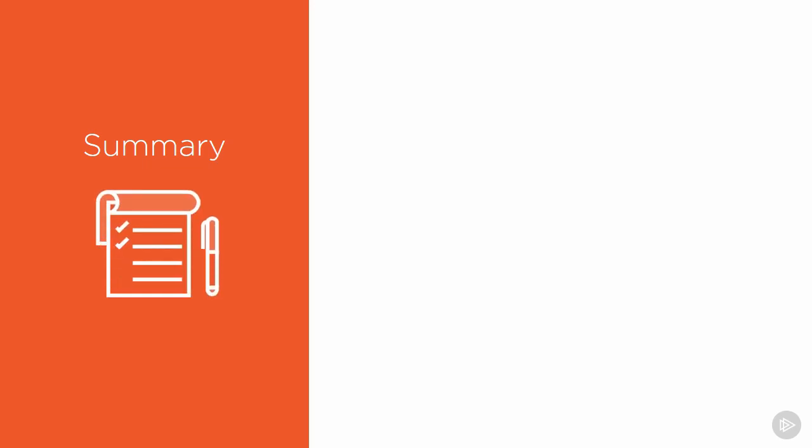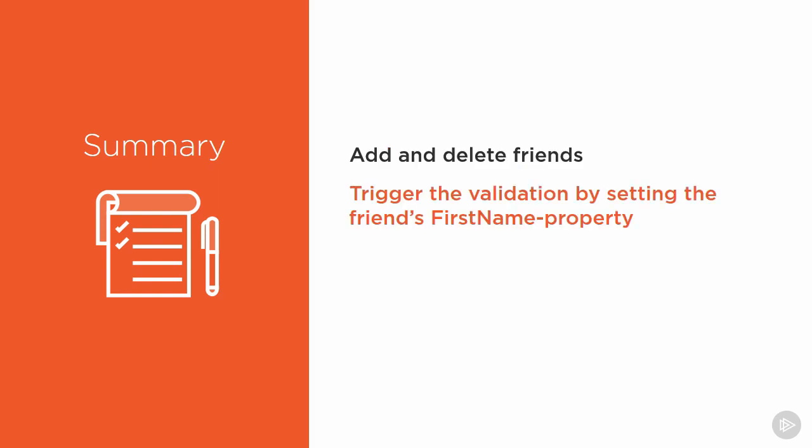You learned in this module how you can use Entity Framework to add and delete friends in the Friend Organizer application. You have also seen a little trick to trigger the validation by setting the friend's first name property to an empty string when a new friend has been created.